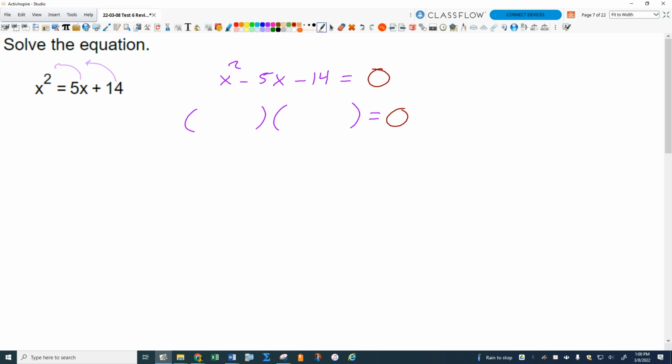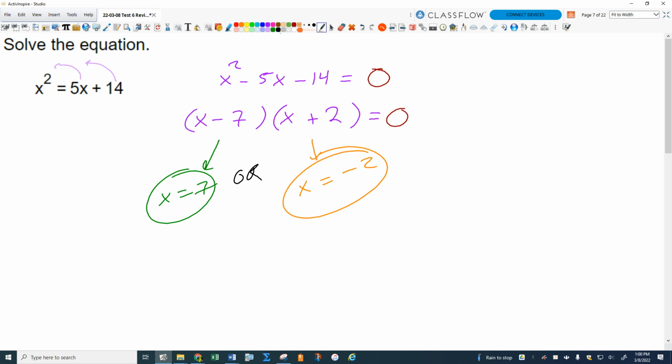There you go. So those are my magic numbers. They have to multiply to -14 and add to -5, so that's a -7 and a +2. So what's that give me for my solutions then? There you go. So either x equals 7 or x equals -2, right? Because the only way I can multiply and get 0 is if I either make that factor 0 or that factor 0. And those are the values of x that make those two things happen.